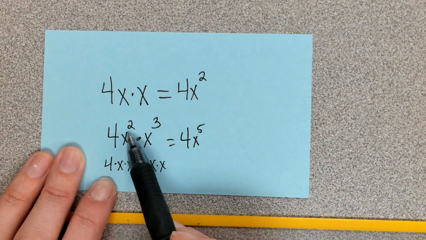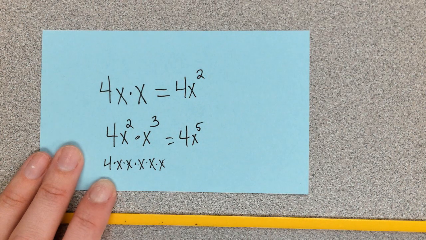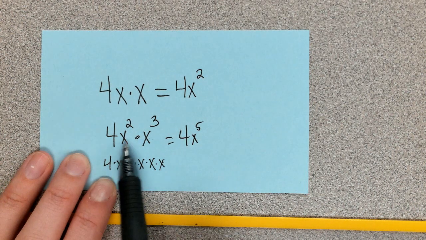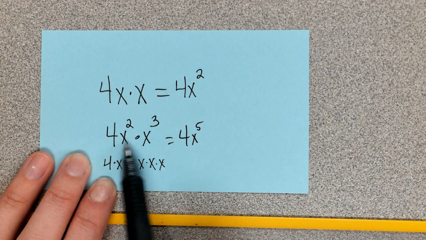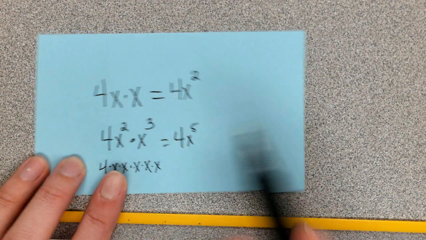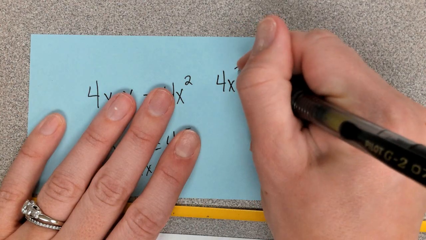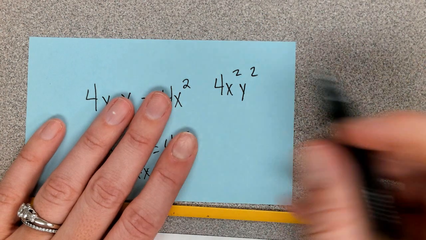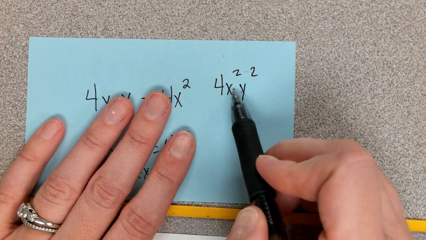So what do we just learn that we do with exponents? You just add them. When we multiply, we just add exponents. But they have to be the same base, right? If I had 4x squared y squared, I can't do that. I don't add those exponents because these are different.